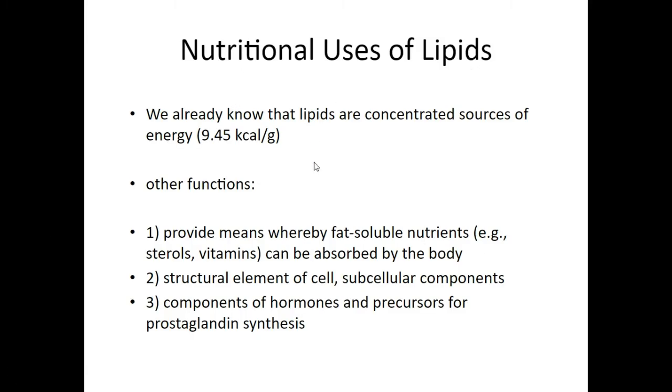We know that fats contain around 9 calories per gram. We do not really compute it as 9.45 but we round it down to 9. Other functions: lipids or fats provide the means whereby fat-soluble nutrients can be absorbed by the body. I've already explained this, the relevance between fats and fat-soluble vitamins.